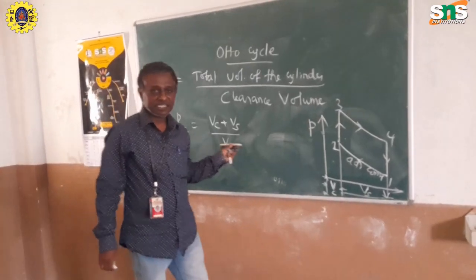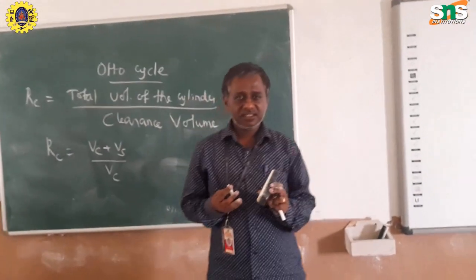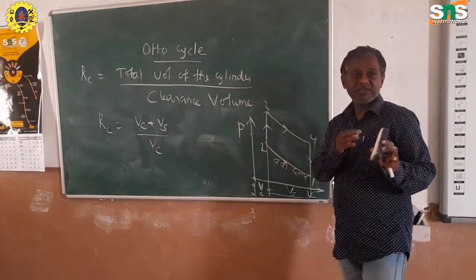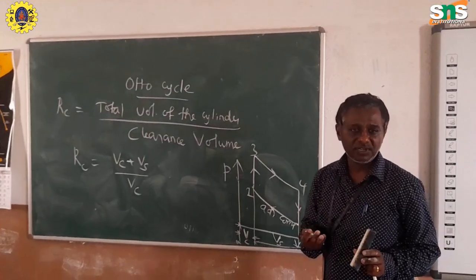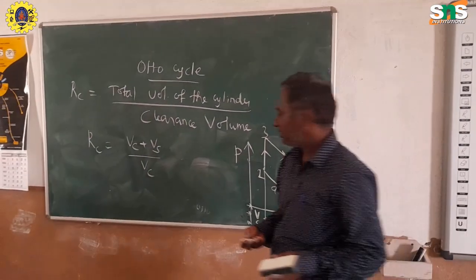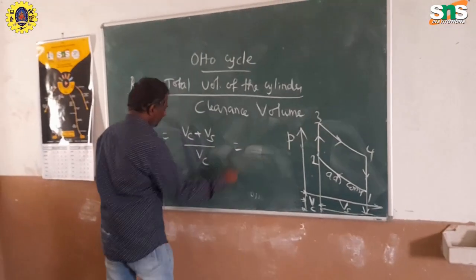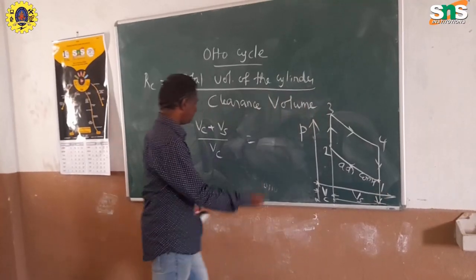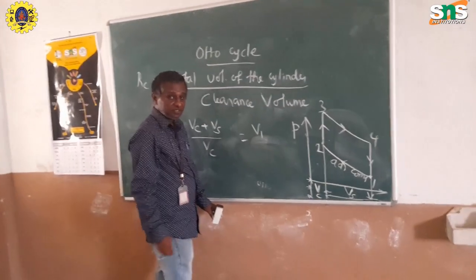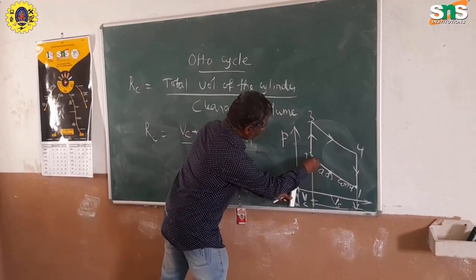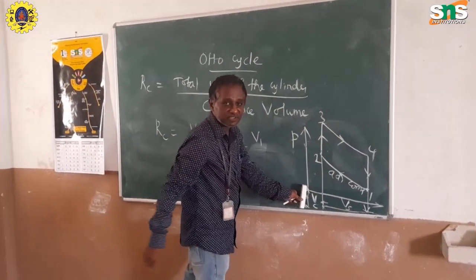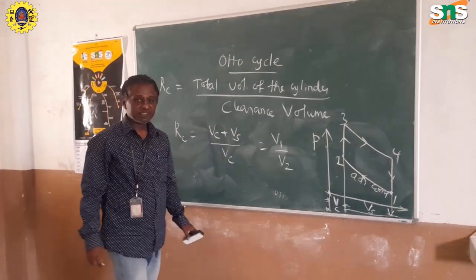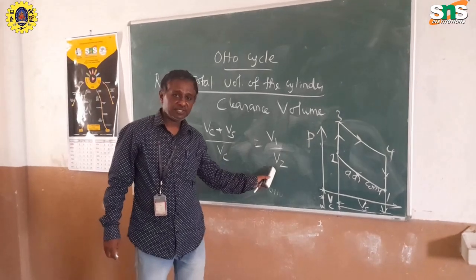This is the general definition. It does not change from cycle to cycle, but based on the process, the subscripts will change, whether 1 to 2, 2 to 3, or 3 to 4. Now let's put it here. Vc plus Vs, the total volume of the cylinder, is at point 1, so this is V1. The clearance volume is V2 or V3, because it is a constant volume process, so V2 equals V3. So the compression ratio is equal to V1 by V2.